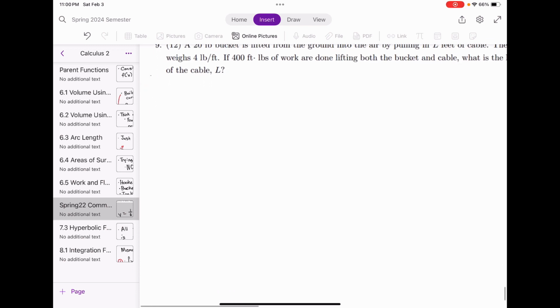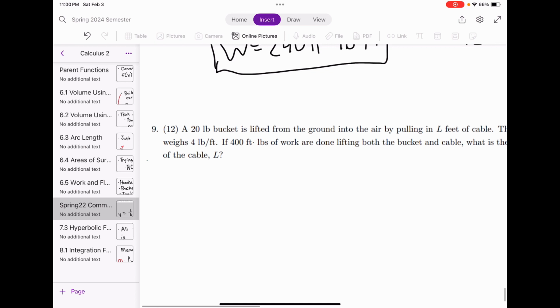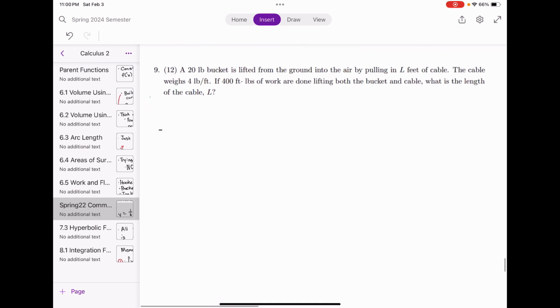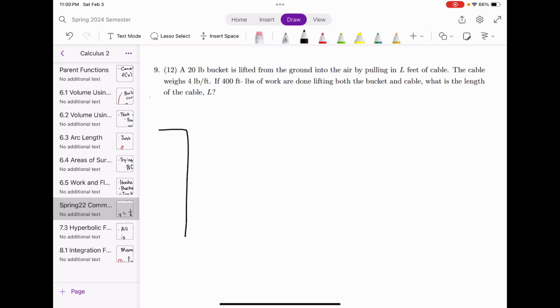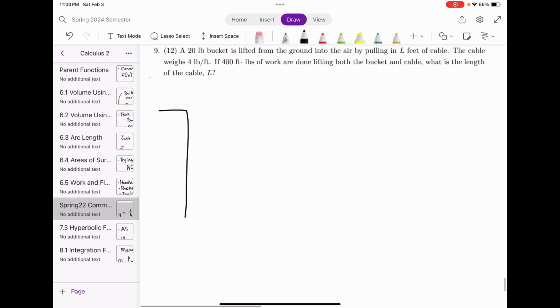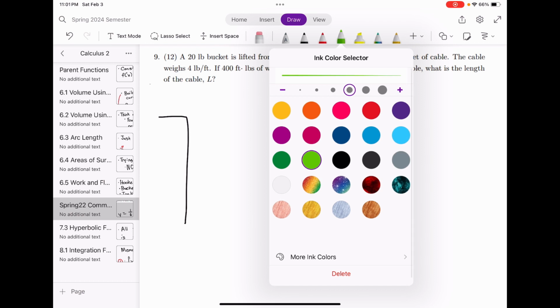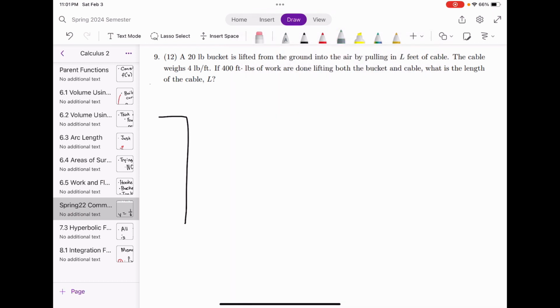I'm going to draw a little diagram. You absolutely don't have to do this, but I think this is pretty nifty. So I'm going to draw a little building, kind of. Let me pick a gray color. Should I draw a person too? Might as well. So you have a little person that's pulling a string, or no, a cable. At the bottom of that cable, you have a bucket.